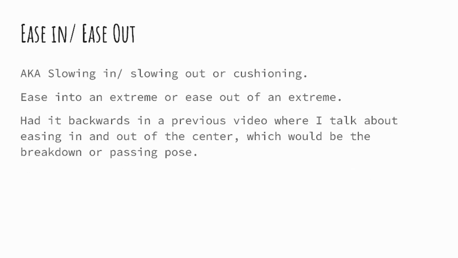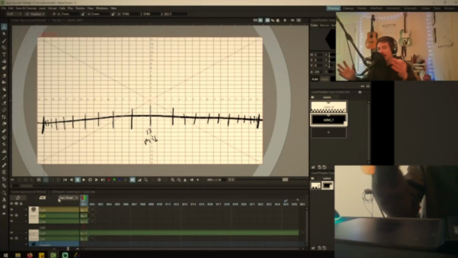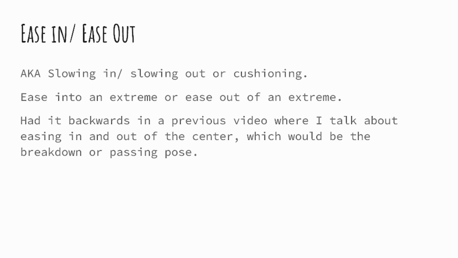Another thing that I wanted to address is ease in and ease out, or slowing in and slowing out, or cushioning. It's in relation to your extreme drawings. So you ease into an extreme or ease out of an extreme. In a previous video, I had it backwards where I talked about easing in and out of the center, which would be the breakdown or passing pose. And it eases into the center. So moving forward, we're going to refer to that the correct way.